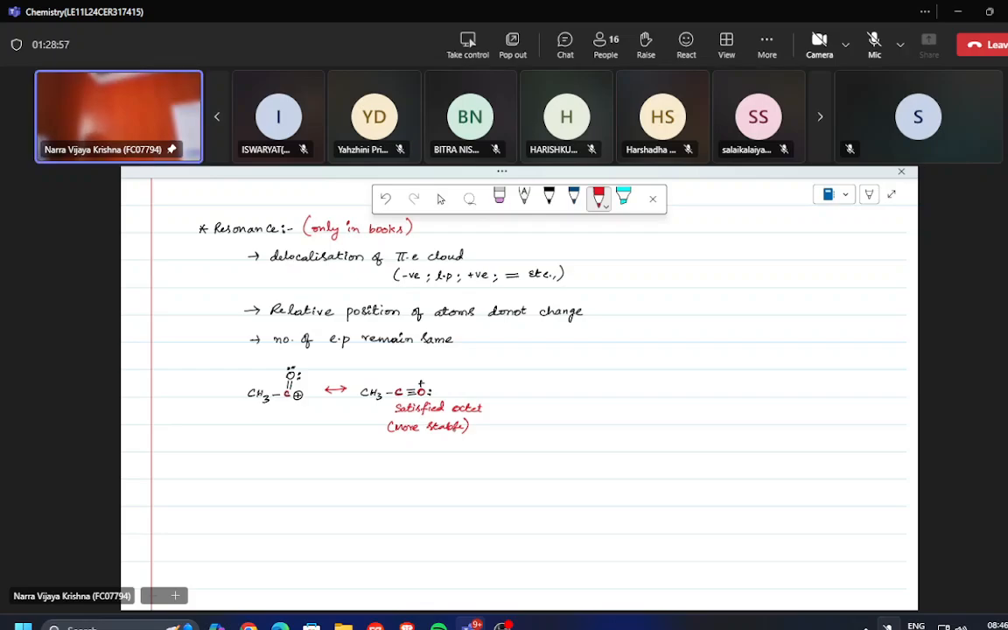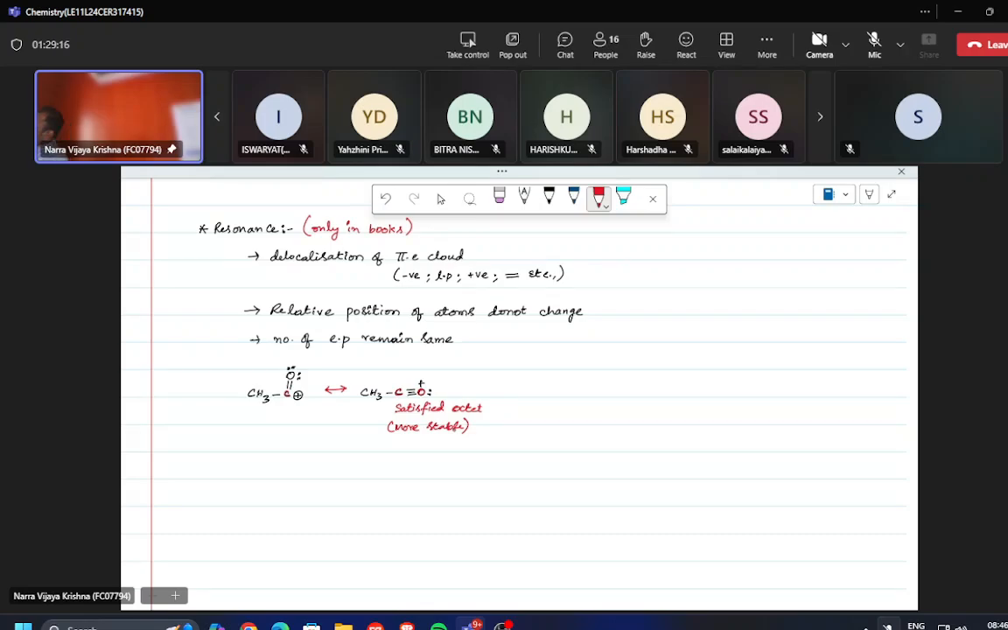Then what do we have to do? Second condition: satisfied octet. Species with more number of bonds are more stable. If that also fails, go to the third condition. What is it? Opposite charges with minimum separation. Same charges with maximum separation.